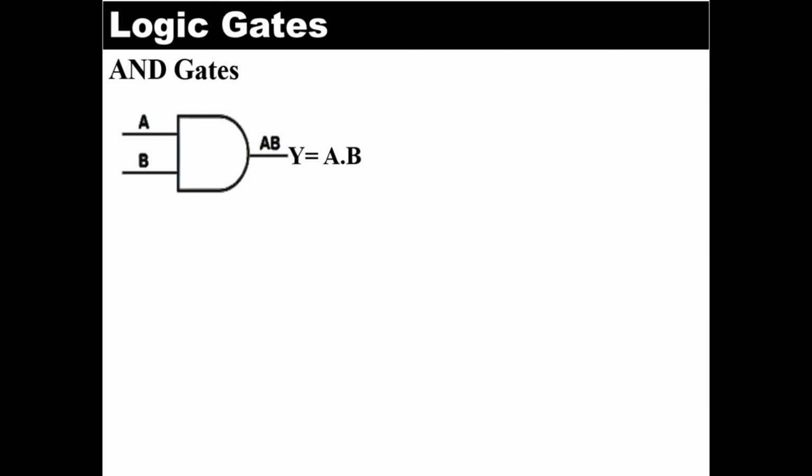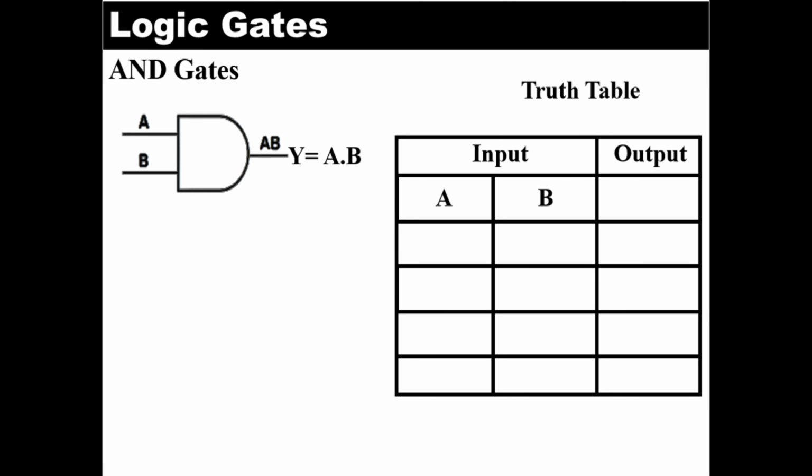This is the truth table in which A and B are inputs and Y is an output. We have to write all possible inputs in this truth table. The first possibility is A equal to 0 and B equal to 0, that is, both inputs are 0 or low. It's also possible that A is equal to 0 and B is equal to 1, or A is equal to 1 and B is equal to 0, or A is equal to 1 and B is equal to 1. So these are all possible inputs.